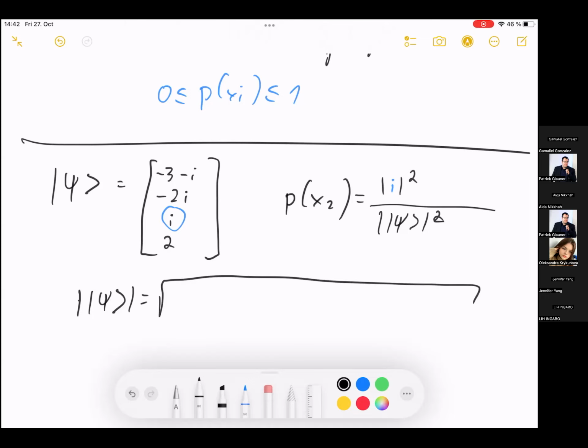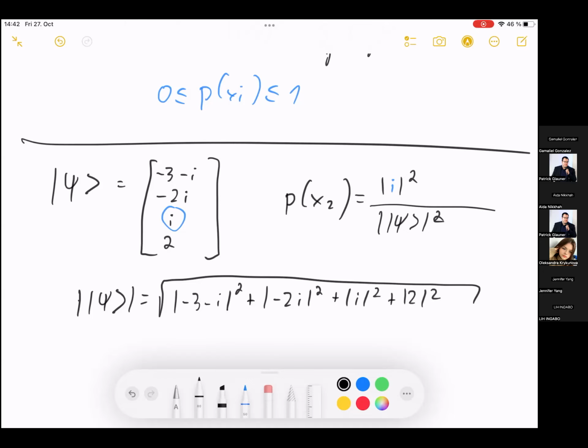It's actually straightforward, as with regular vectors, but here we don't use real numbers, we use complex values. So the first element is -3 minus i. I take the modulus squared of the first entry. The next entry is -2i. I take the modulus squared, plus the next entry, the modulus squared, plus the last one, 2 squared.